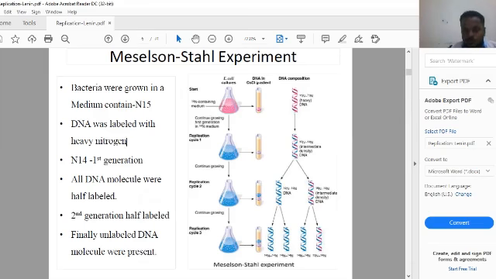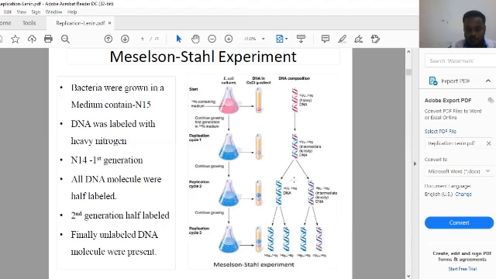So first, the N15 heavy nitrogen DNA is present as the starting material after growth of bacteria. In the first generation, the N15 and N14 intermediate density DNA is formed. Then 50% of N14 and N14 unlabeled DNA is formed, and 50% intermediate density DNA is formed.